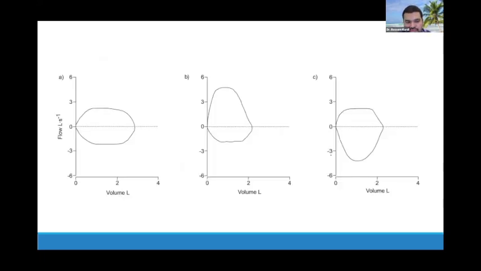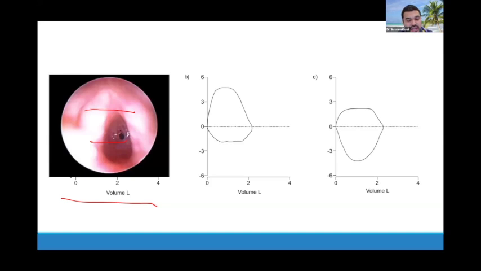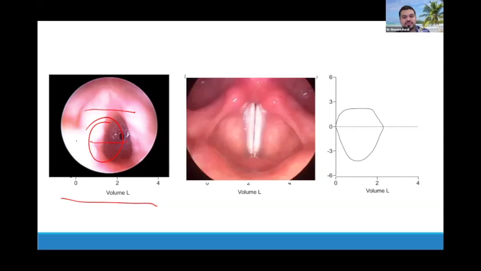So how would those look on flow volume loops? The first one here, again, think actively, what do you think? The expiratory side is flat, and the inspiratory side is also flat. But these are usually classical fixed upper airway obstruction. A classical example, especially in kids, is subglottic stenosis. Okay, so this is a picture of subglottic stenosis.